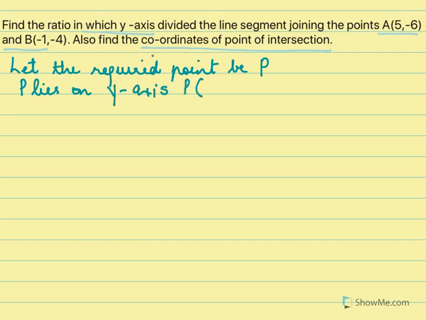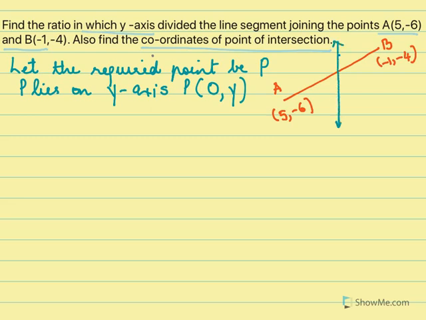Because P lies on the y-axis, the coordinates of P will be (0, y). Let me draw the figure for this. Here I have AB, where A is (5, -6) and B is (-1, -4). I want to know in what ratio the y-axis will cut it. This is the y-axis, and the point on the y-axis is P. So we take P as (0, y), because it lies on the y-axis.